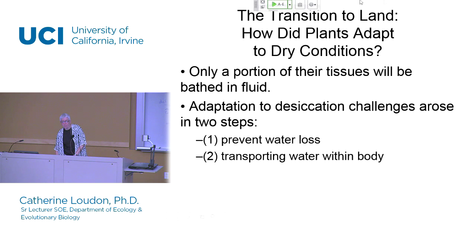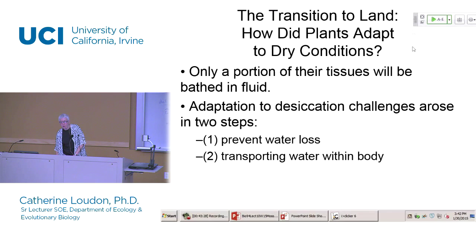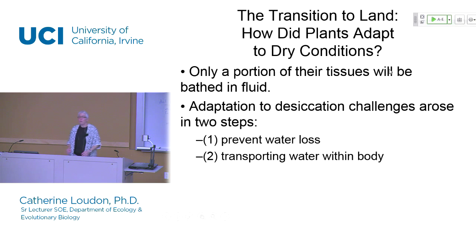We'll start with dealing with desiccation, dealing with dry conditions. Of course, it is reasonable to assume that there were transitional forms, that the very first land plants didn't make an abrupt and immediate transition from being completely aquatic to being completely terrestrial. It is reasonable to assume that there were transitional steps where perhaps an organism was just partially submerged and partially exposed to the air, and that this would gradually change over evolutionary time. During this transitional time, it could be that only a portion of the tissues would be bathed in fluid, which means the part sticking out in the air is the part that would be drying.